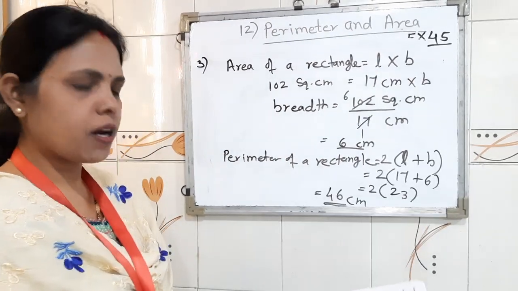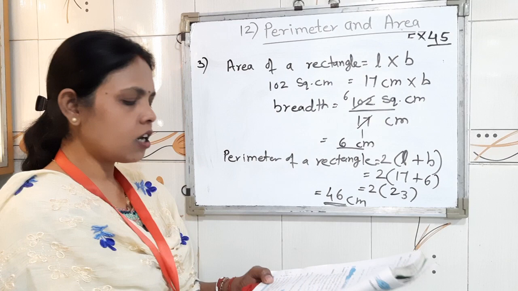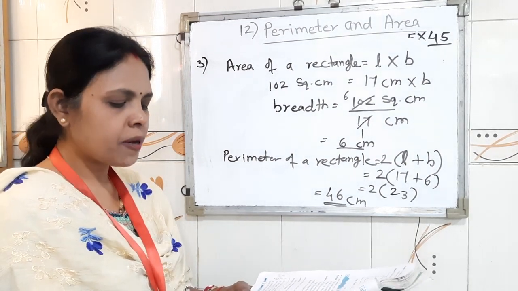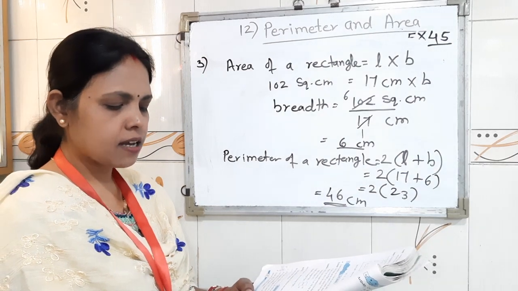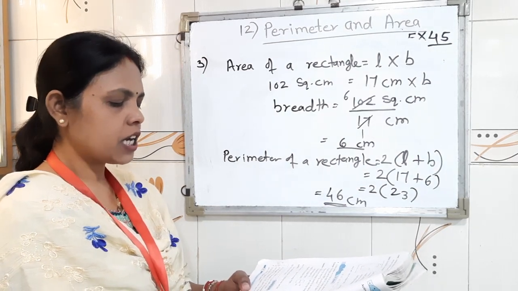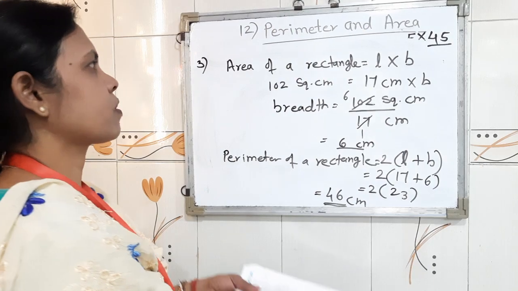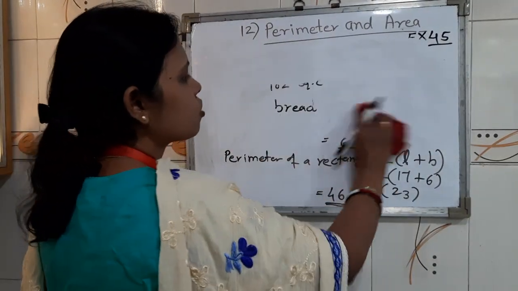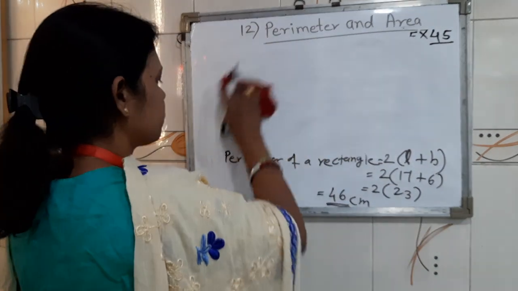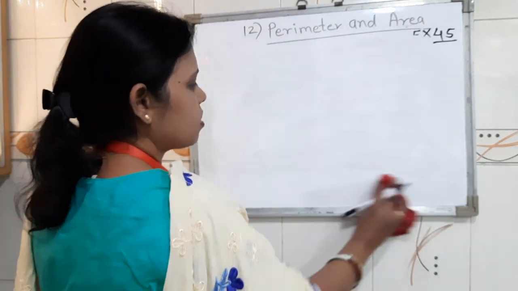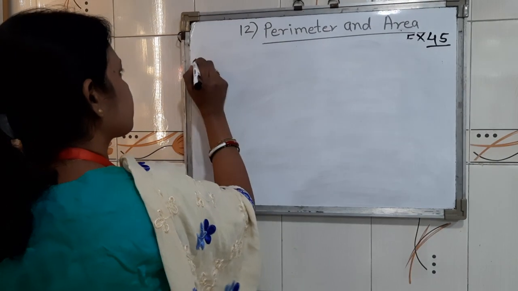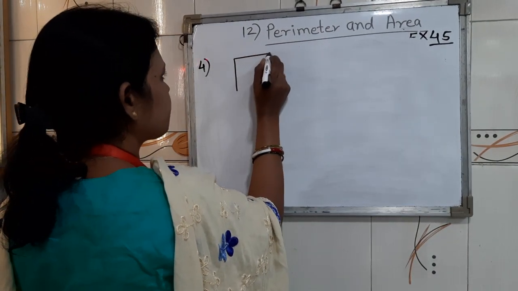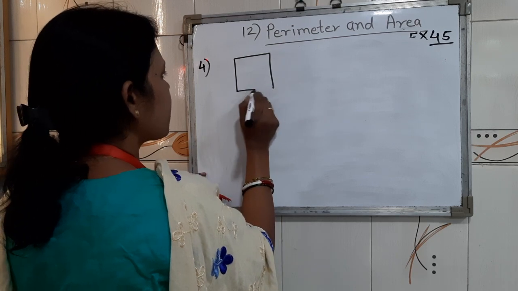Now question number 4. If the side of a square is tripled, how many times will its area be as compared to the area of the original square? First try to understand the question. Question number 4. Here 2 types of square are given.